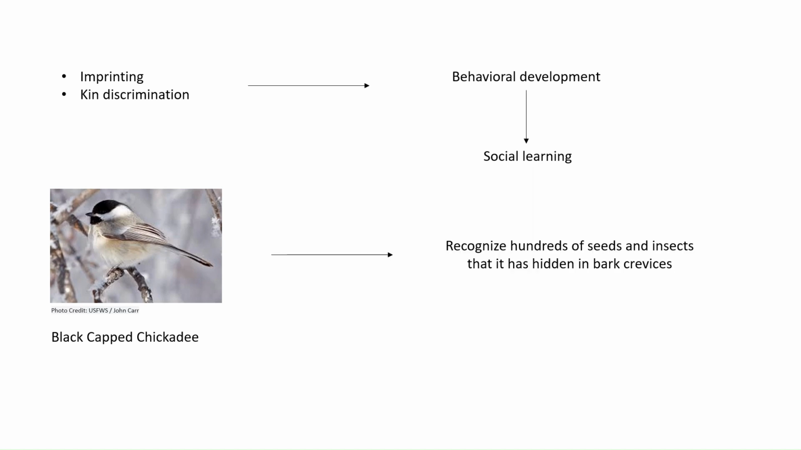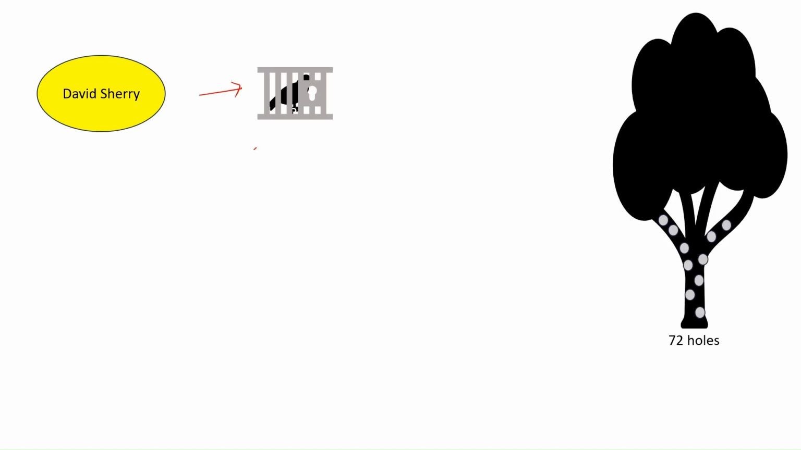Now, the distinguishing feature of this bird is that they recognize hundreds of seeds and insects that they have hidden in bark crevices. That means they store foods, and wherever they store the foods, they will remember for a longer time. The scientist David Sherry held a chickadee captive and then allowed it to store food in holes drilled in a small tree placed in an aviary.